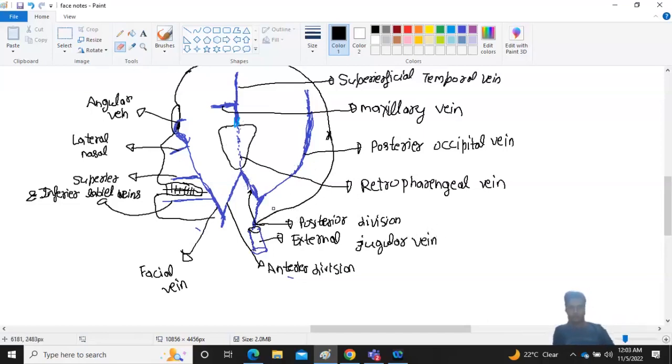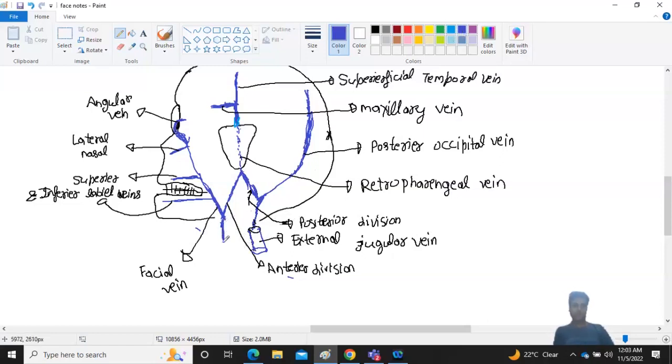Then this is the external jugular vein. This is the posterior vein, so this is the pattern. And this vein drains into the internal jugular vein. This is the external jugular vein, this is the internal jugular vein. This is called the deep facial vein, the common facial vein.